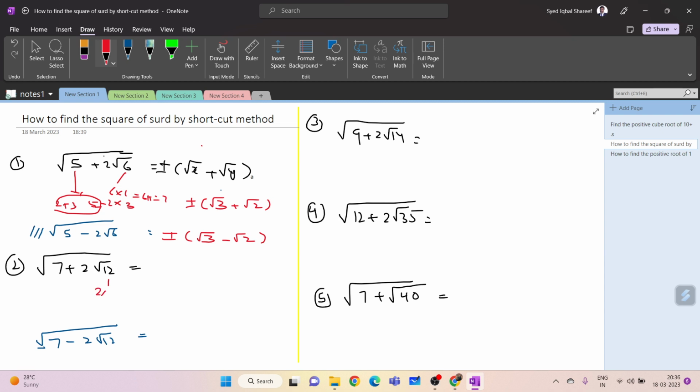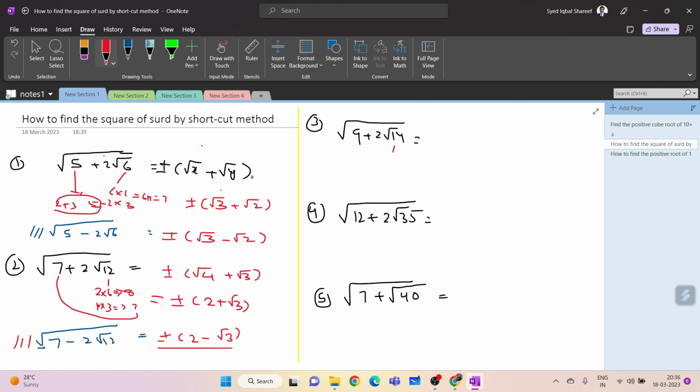Factors of 12. 2 into 6. 2 plus 6 we are getting 8. And 4 into 3. 4 into 3 is 12. But here if you add, you are getting 7. So the answer will be plus or minus. The first number is the biggest number. So root 4 plus root 3. But we know the positive square root of 4 is 2. So 2 plus root 3 is positive. Suppose the same problem is there with minus, then you have to write 2 minus root 3 as the answer.